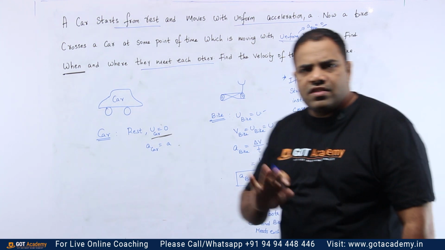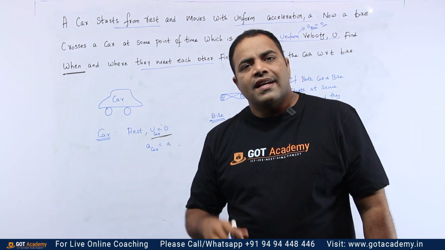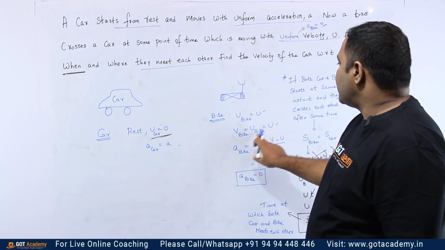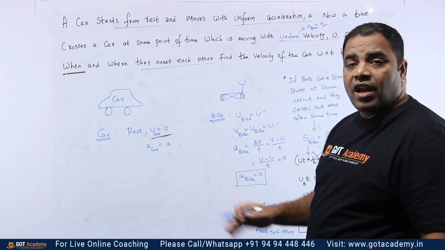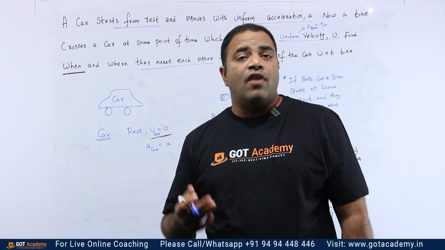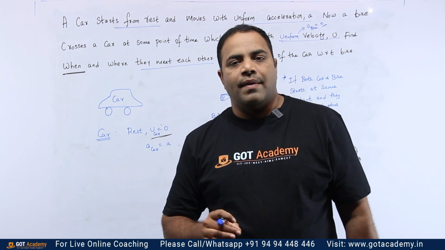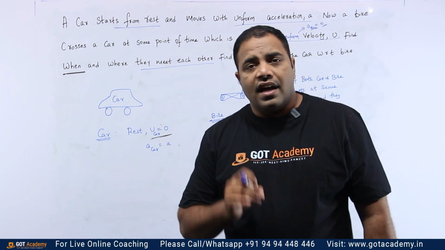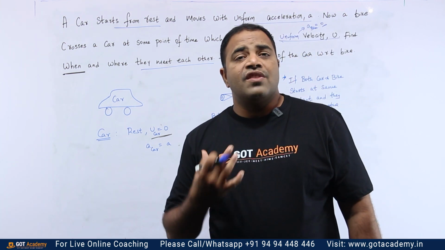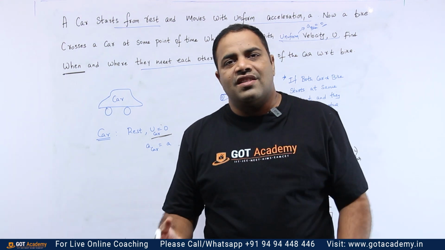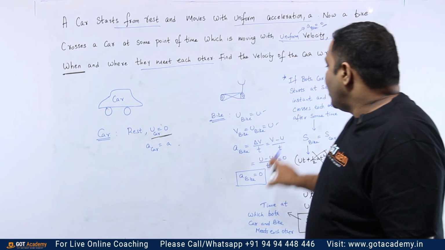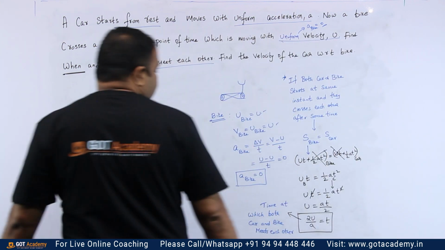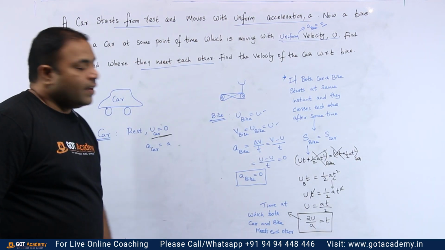Uniform velocity means the velocity is not changing at any point of time. So the final velocity of the bike is equal to its initial velocity, which we have taken as u. Why is acceleration equal to 0? The acceleration formula is change in velocity by time, del v by t. Here it is moving with the same velocity. If I ask what the change is, there is no change, so the change in velocity is 0. So 0 by t is equal to 0. Understood? So this is the acceleration of the bike.